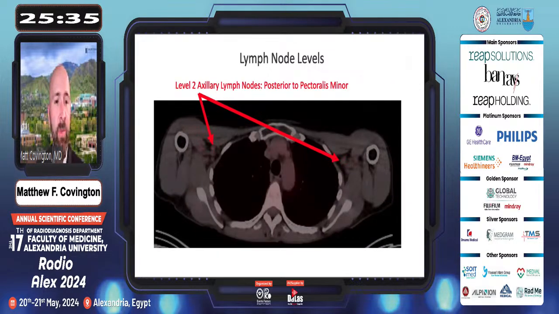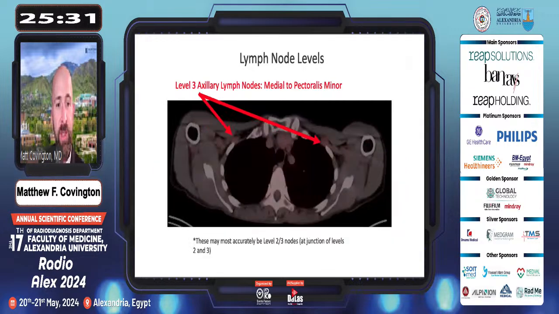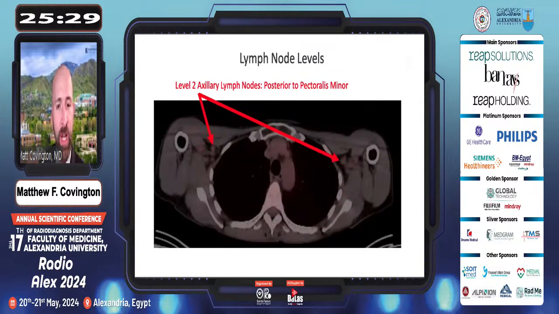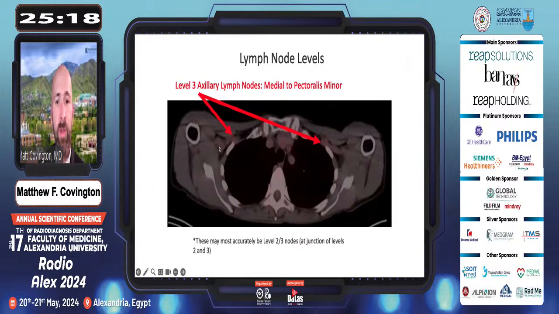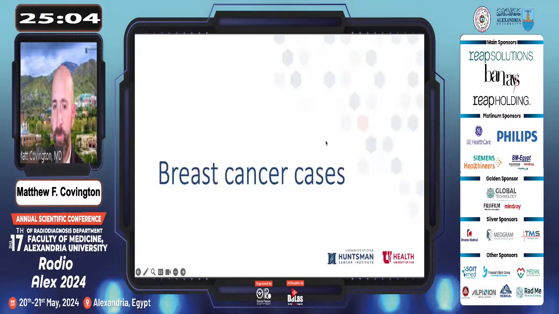Moving on, so we have the level 2 nodes here. With the level 2 nodes, you want to see these behind the pec minor, which if I can show here, the pec minor is this muscle behind the pec major, and level 2 nodes should be in this space behind. And then going forward, these are kind of borderline level 3, but let's go with it for now. Level 3 nodes are going to be medial to the pec minor. So pec minor is here. Medial, that's a level 3 axillary lymph node.